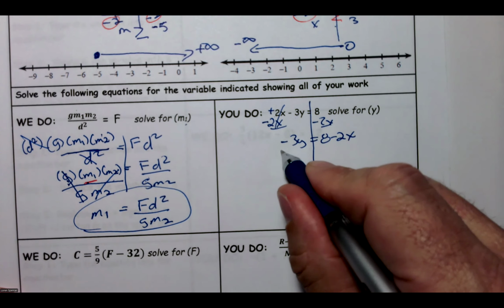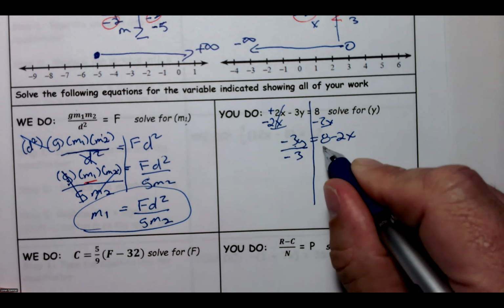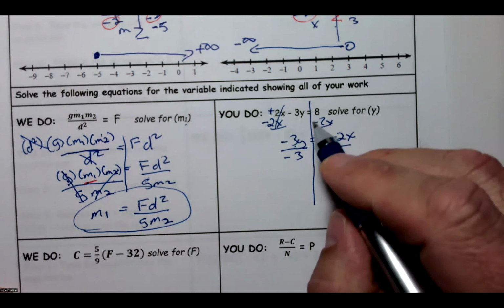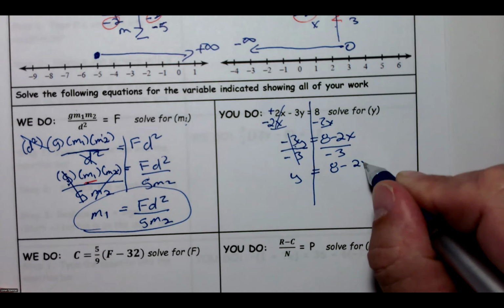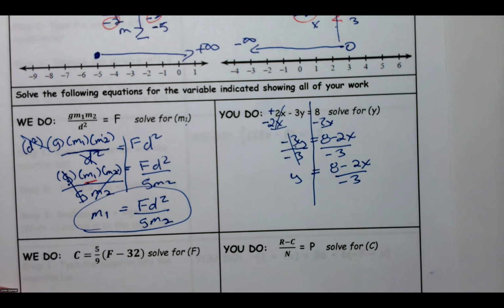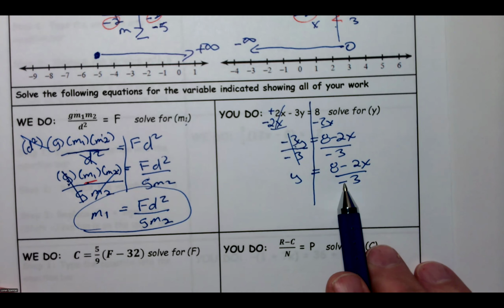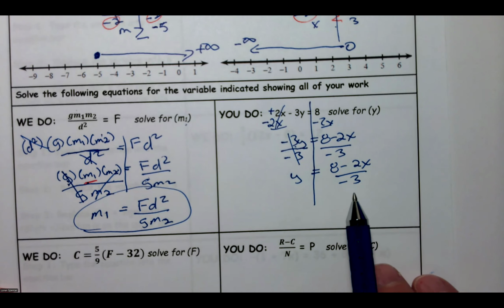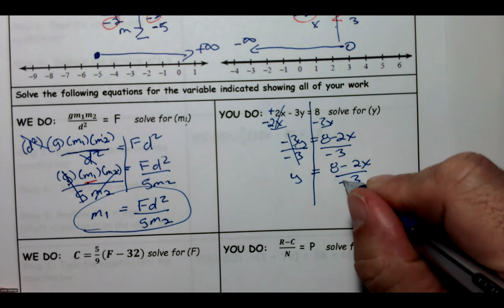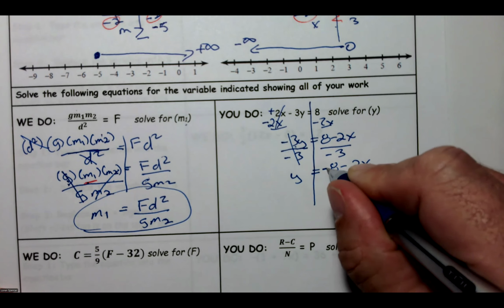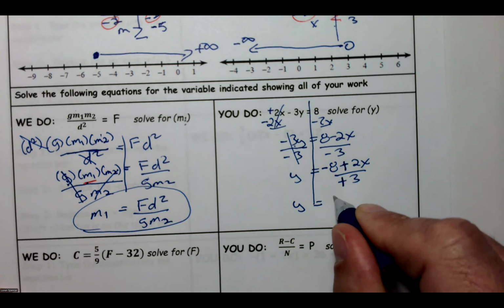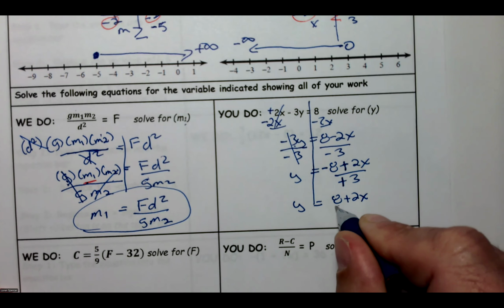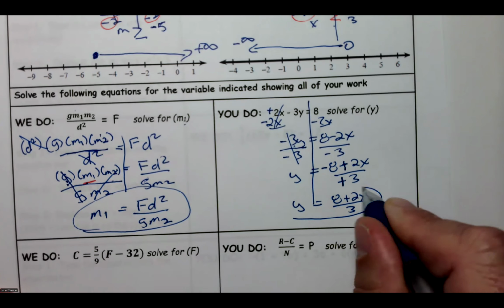The next thing I need to do is divide by the coefficient, which happens to be a negative 3. And I end up with y equals 8 minus 2x over negative 3. However, we're not supposed to have negatives in the denominator, which means I need to multiply by negative 1, which will ultimately switch every sign. So this will become a positive, this will become a negative, and this will be a positive. So my final answer should be y equals 8 plus 2x over 3.